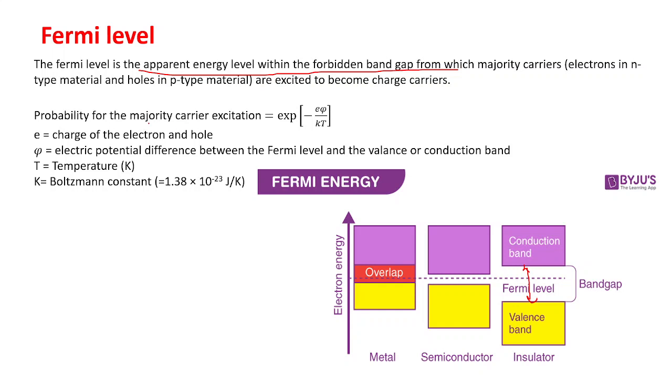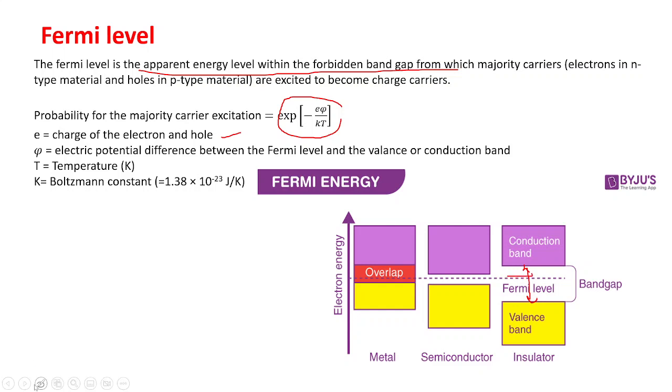So if the Fermi level exists there because of the forbidden band gap, and the electrons want to be excited to become charge carriers, then both carriers, not only the electrons but the holes also, want to be excited to become charge carriers. Then what is the probability of the majority charge excitation? The probability is defined as the exponential of e psi, where e is the charge of the electron and hole, and psi is the electrical potential difference from the Fermi level.